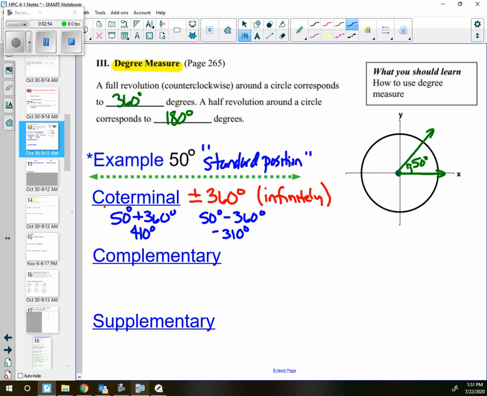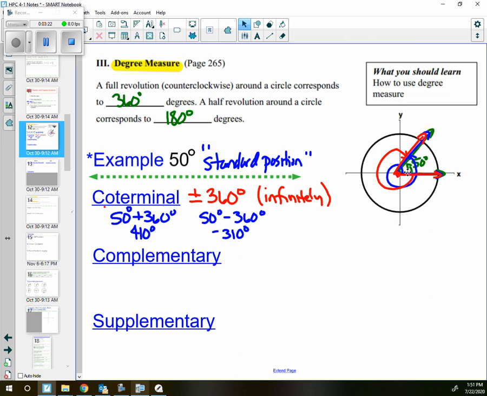So how would you draw a 410? Well, still in standard position, you would go all the way around the circle once. That would be 360 and another 50. Well, sure enough, that's going to end in the same location. How would you draw a negative 310? Well, you'd start on your positive x-axis, and then you would measure negative to here would be 270. We need to go another 40, and yep, we end up at the same location. Coterminal, that's what that means.